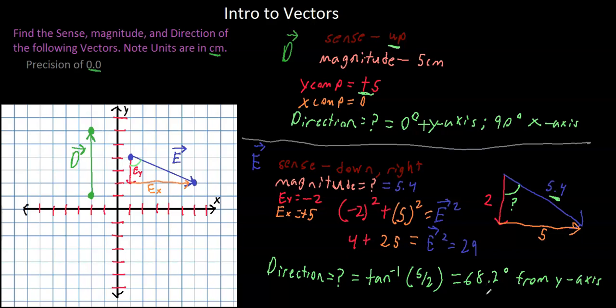We could write out that it's coming up this way, which is a counterclockwise motion. And we really should add that it was from the negative y-axis. That's actually really important. So we get a final answer of a direction of 68.2 degrees counterclockwise from the negative y-axis and a magnitude of 5.4 for our vector.